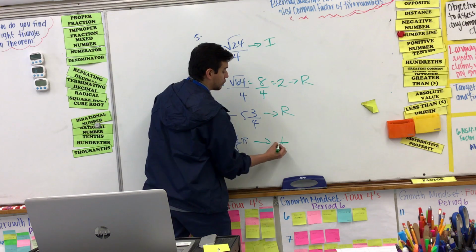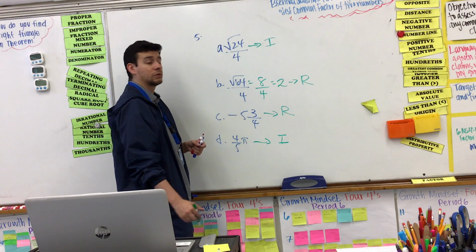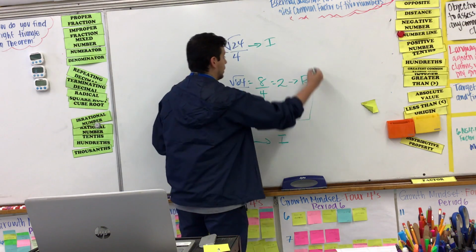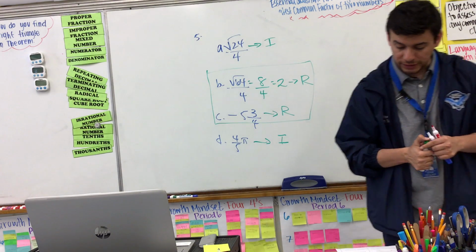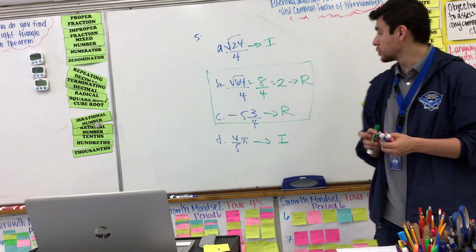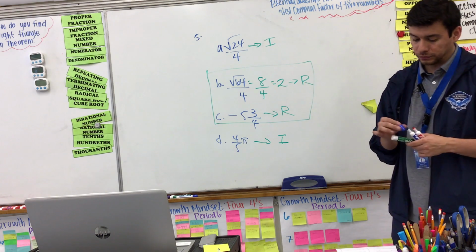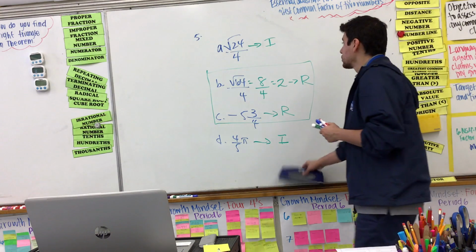That one has pi, so immediately that one's going to be irrational. So your only answers are going to be B and C. Those were the ones that you should have selected. Those are rational. Okay? Let's go on to number 6 now.